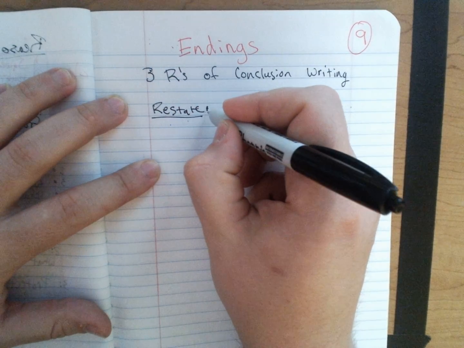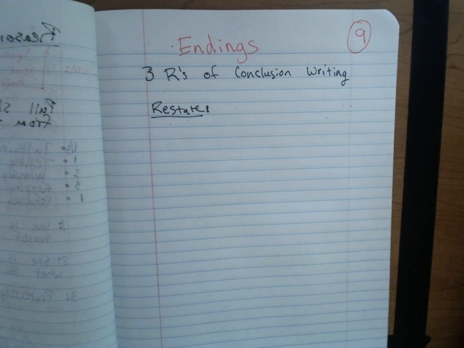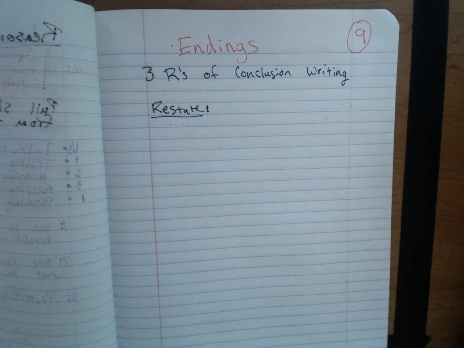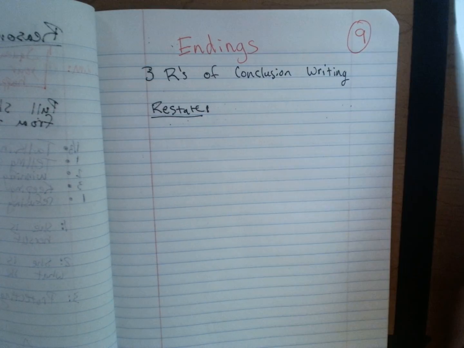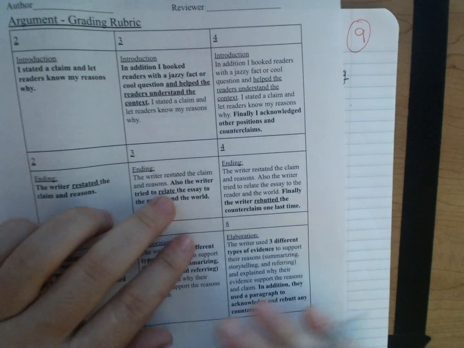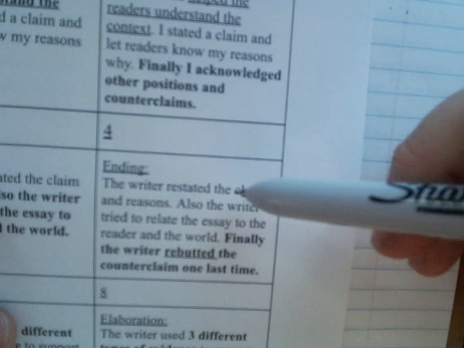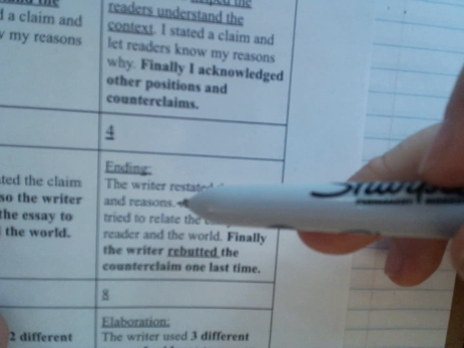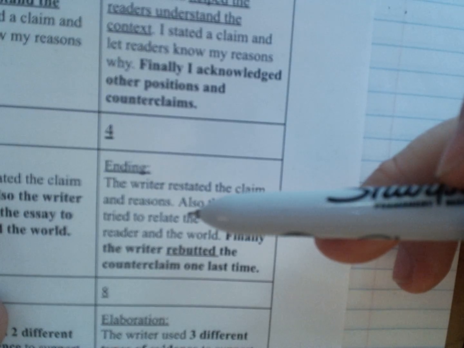And if you've been following along with us, you'll know that we should all have our claims. So since we all have our claims, the first part is to restate it. And I'll show you where that is in the rubric. The rubric, right here in the middle where it says endings, we go to the end of the endings. Take a little look here. It says the writer restated the claim and reasons. Well, fantastic. We figured out our reasons yesterday, and we have our claim on that same page.